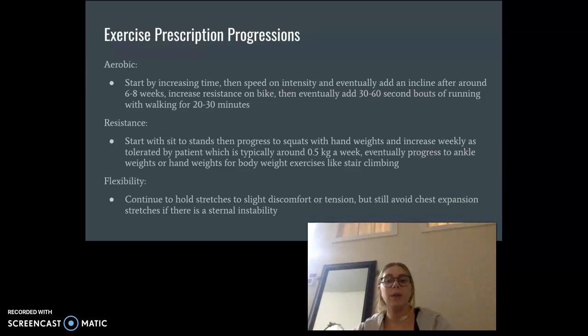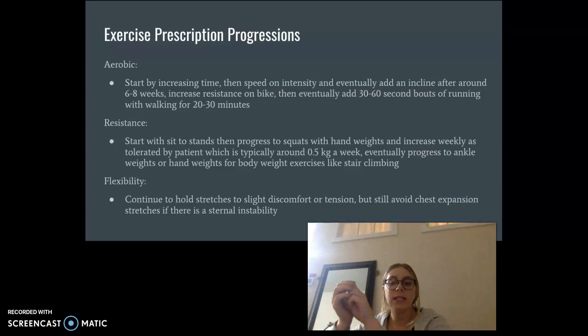So after working with him for a while, I obviously want him to progress. So for aerobic training, I will start by increasing the time, and then I'll raise the intensity and eventually add an incline after. And this is all done when he's ready. I don't have a set timeline for it. But yeah, and then other things like increasing the resistance on the bike. And then I would like to up the intensity, doing little things like 30 to 60 second bouts of running with walking for 20 to 30 minutes total.